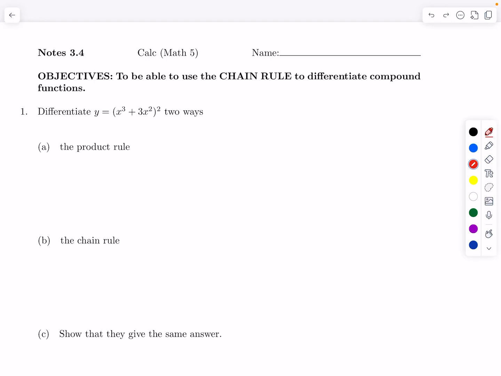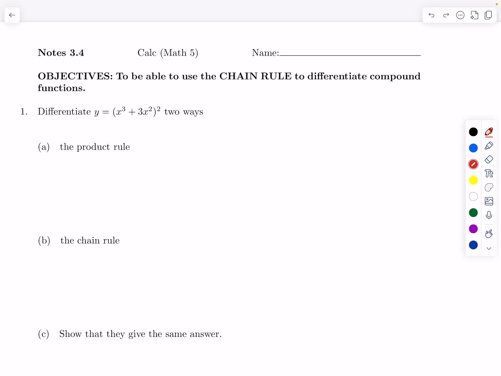Notes 3-4, the chain rule. So as may be becoming clear, when I introduce a new technique like the product rule or whatever, I try and do it using a problem that can be done the old way and show that the answers are consistent. And then maybe we start to see things that couldn't have been done at all previously.